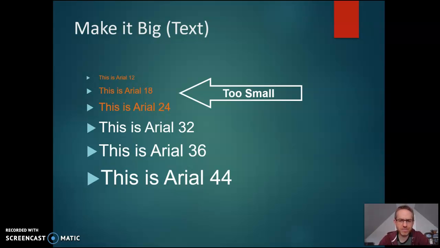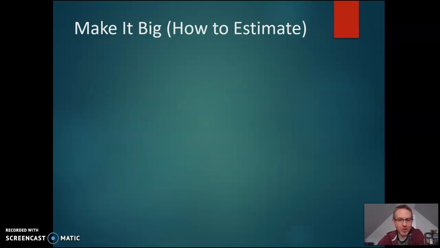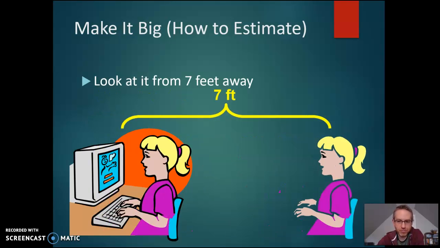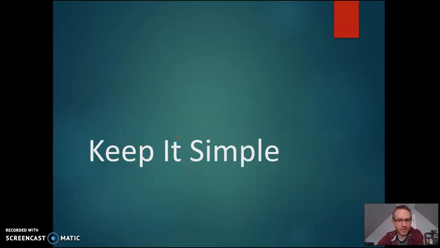And you might say the color is bad too. Yeah, I know, we'll talk about that in a minute too. I would say the bigger you can make it, the better. You say that limits how much you can put on one screen. Yeah, that's absolutely true, we'll talk about that too. One really good way to estimate is to look at it from about 7 feet away. Scoot back from your computer 7 feet and take a look at it. If you can't read it, it's probably too small to read on a screen.